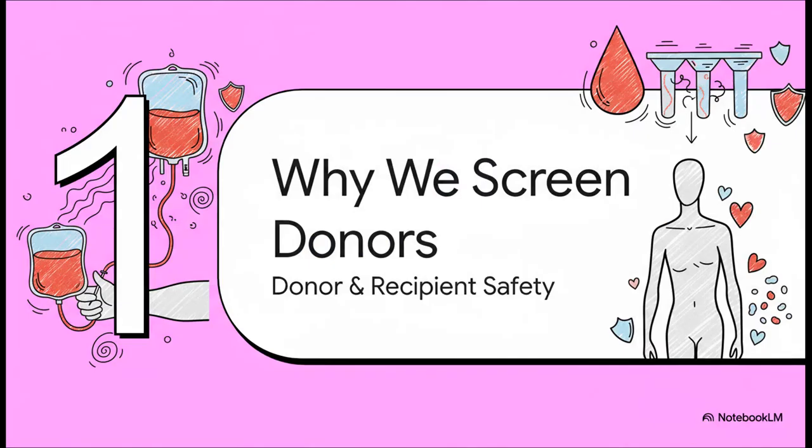So what is the core principle behind all of this? It's really simple. It's a dual responsibility. First, you have to make absolutely sure that the act of donating, giving up almost half a liter of blood, isn't going to harm the person giving it. And second, you have to guarantee that their blood is going to be safe for a recipient who could be incredibly vulnerable. It's a two-way street of safety.